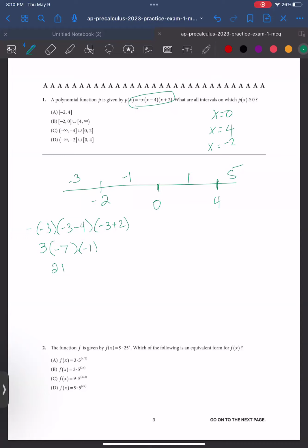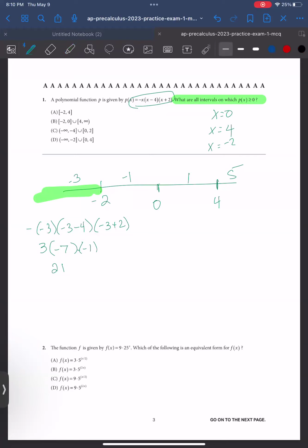Can I ask why? What do you mean, why? Like, what does that mean? Like the 21, does it just mean that it's positive? Yeah, it means that when I use a value on this side of the -2, I will get a positive answer because I end up with 4 negative signs, basically, right?